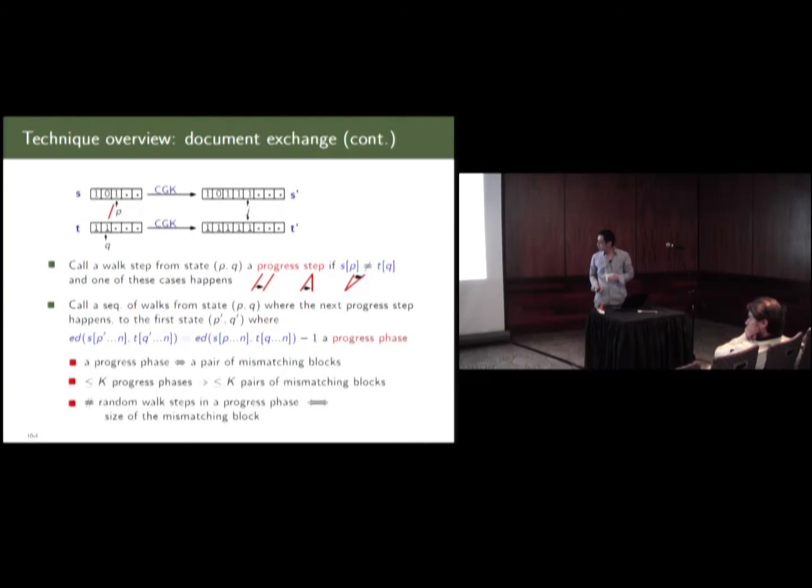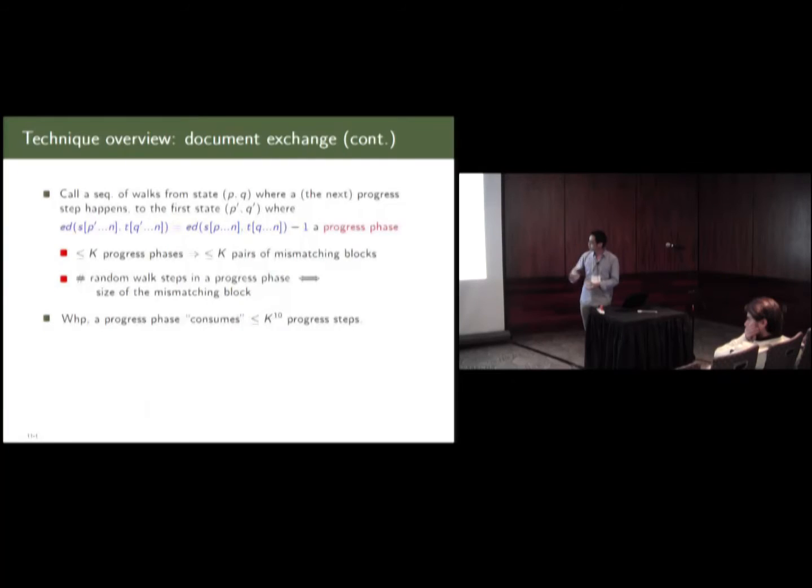Why do we introduce these concepts? Because a progress phase corresponds to a pair of mismatching blocks. Obviously we can have at most k progress phases, because the edit distance of the original strings is bounded by k, otherwise we can detect it. So we have at most k pairs of mismatching blocks, and the size of the mismatching blocks corresponds to the number of random walk steps in each progress phase. This is how we relate these things.